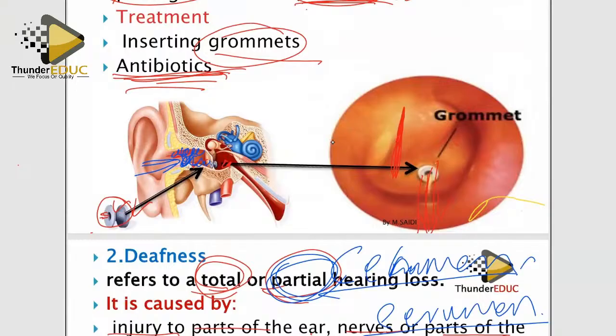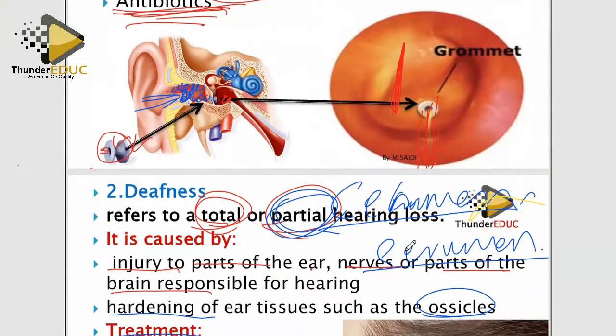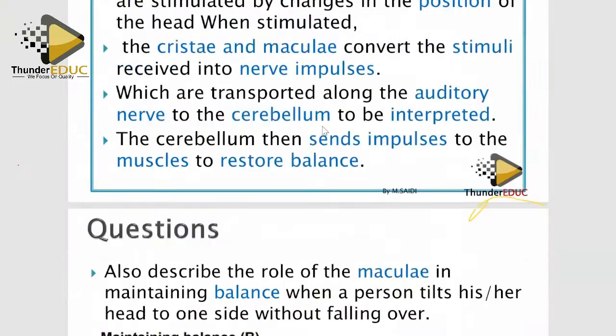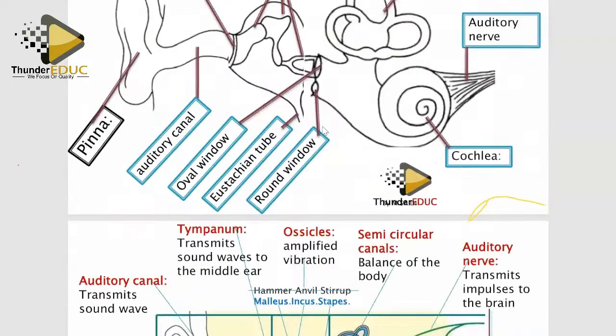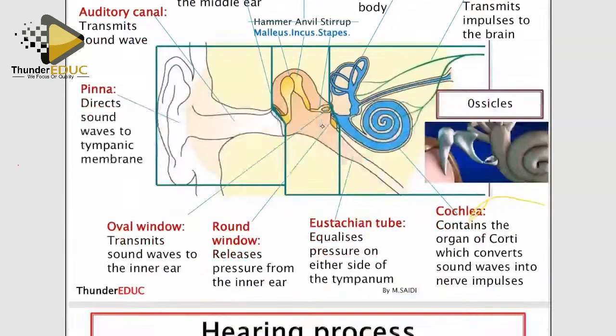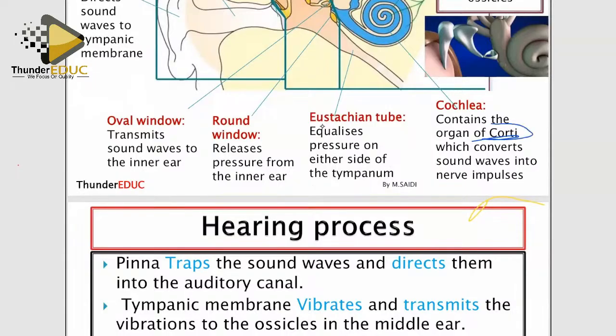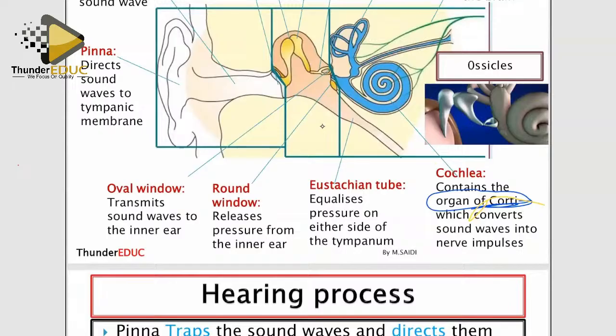Sir, can I please ask what is a cochlea? What's the cochlea? Yes, we have been talking about the cochlea. Can you please repeat? I'm not going to repeat everything, but the cochlea is this part. This is the cochlea. So that's where the organ of Corti, the sensory cells of hearing, are located. It looks like this.